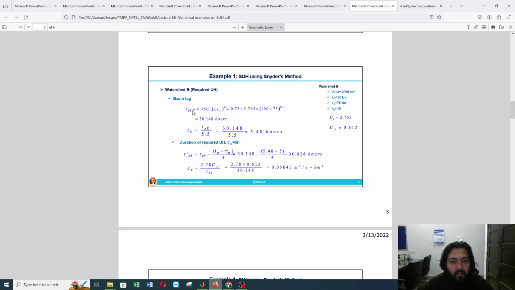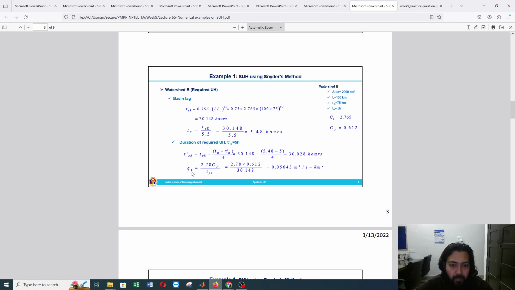Now that we got the value of TPR, we'll again check whether the value is following the standard unit hydrograph or not. If it is following the standard, we are going to take the same value, or else we'll make the correction, right? So we have checked, and this value is not coming to be the same, it is coming to be 5.48 hours. So what we are going to do here is make some correction. That correction is nothing but T dash of PR, and that T dash of PR comes out to be 30.2, that is the updated time to peak.